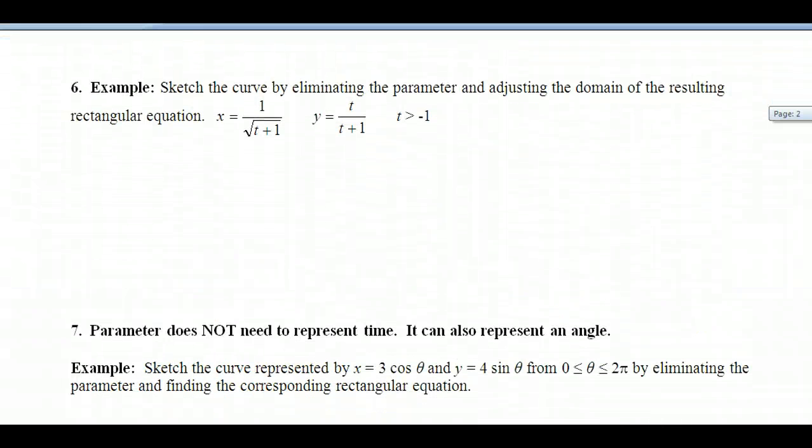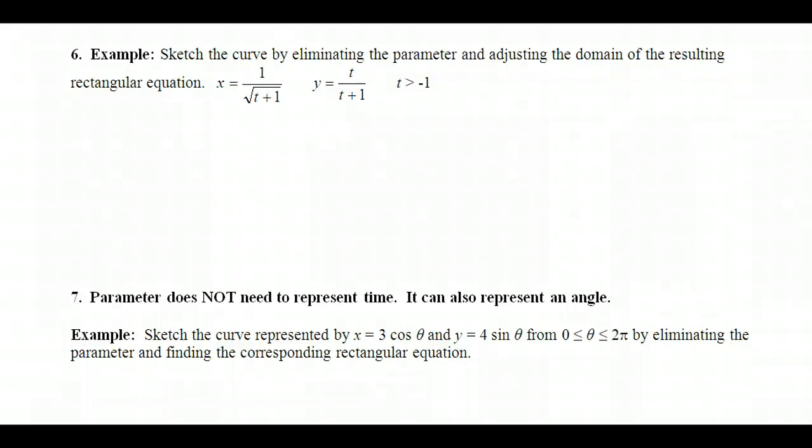All right, next page. So we have: sketch the curve by eliminating the parameter and adjusting the domain of the resulting rectangular equation. Adjusting our domain is a pretty big thing because here they're telling us that t, or our time, has to be greater than -1. Well, for this it makes a lot of sense because our domain would have to work for both equations. Well, we know in the x equation you cannot have a t value that's less than -1. So we have to keep in mind that t has to be greater than -1.